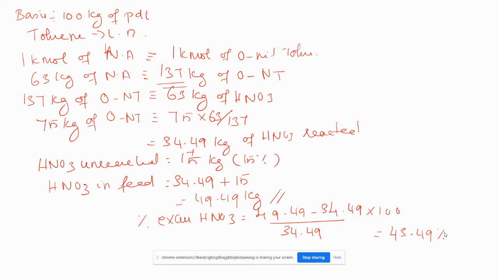Now we have to find how much amount of toluene is present. The quantity of toluene is also asked, so we have to write the relationship between orthonitrotoluene and toluene. 1 kilomole of orthonitrotoluene is equivalent to 1 kilomole of toluene.